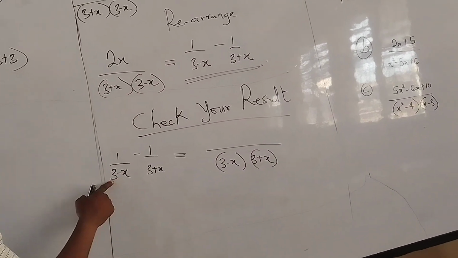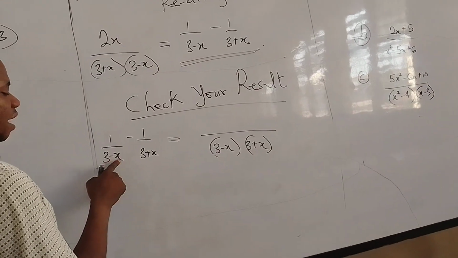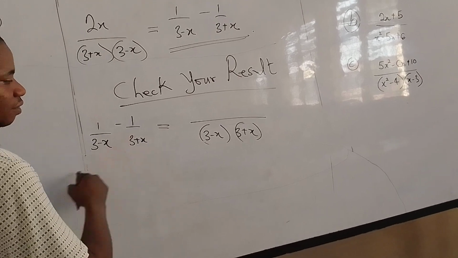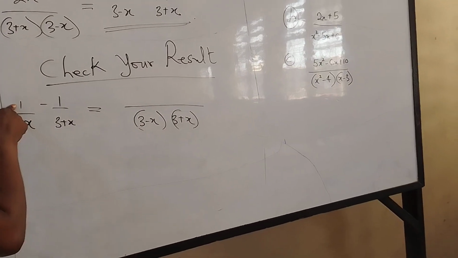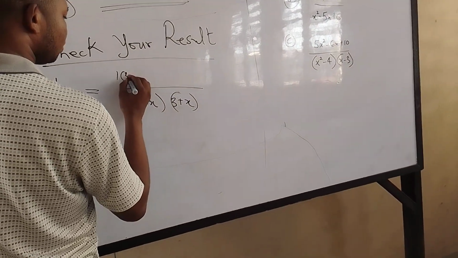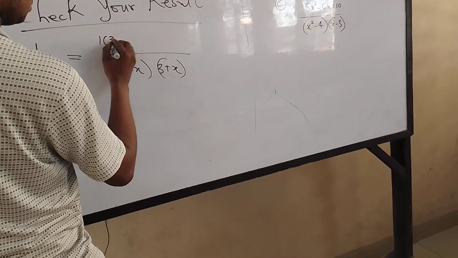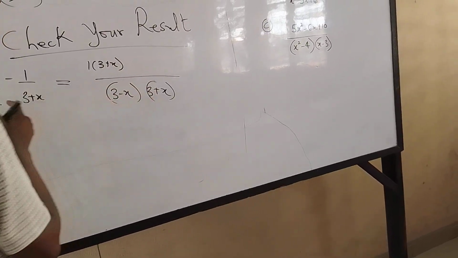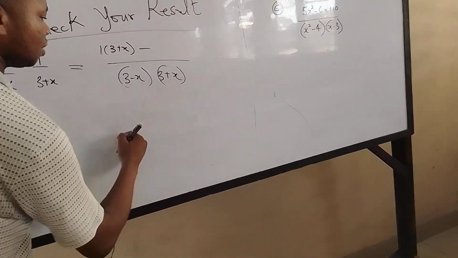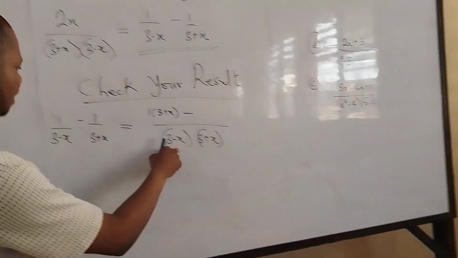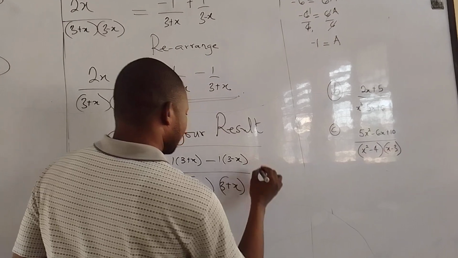So now this denominator we divide by the first term. What we are having here is 3 minus x, which means that 3 minus x will cancel itself. We are left with 3 plus x, then times 1. So it becomes 1 into 3 plus x. Then, minus. Now if this one divides everything here, it will cancel this one. We are left with this times 1, so it becomes 1 into 3 minus x.